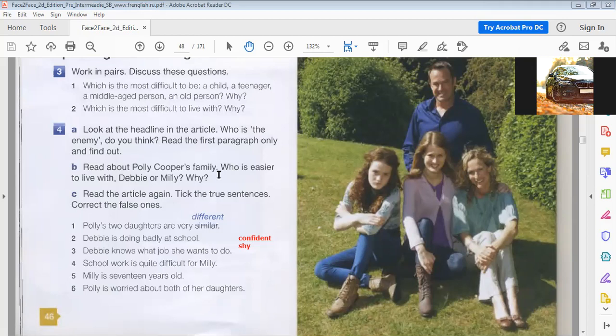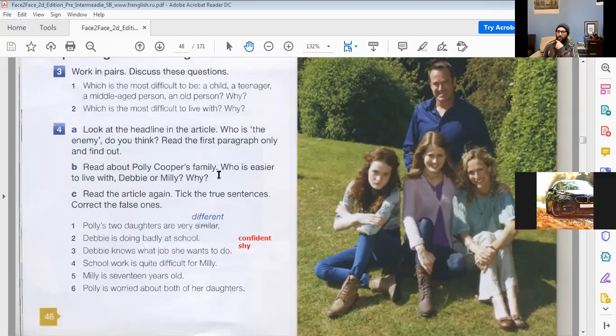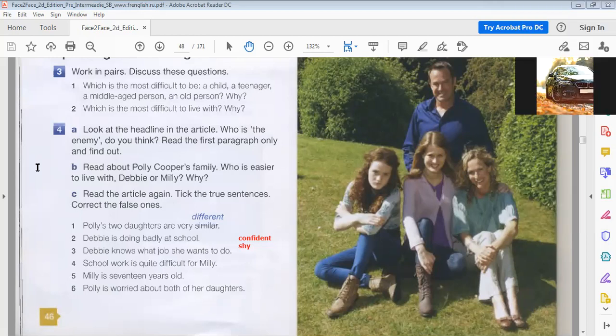What is "confident" in Arabic, I mean in Libyan? A confident person, or a person who is not shy. What do you think? Who can guess the opposite of shy? I mean the meaning of confident, because confident is actually the opposite of shy.